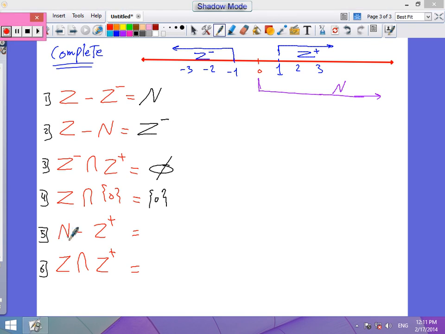Number 5, the set of natural numbers different from Z positive. The natural numbers are 0, 1, 2, 3, and so on. If we cancel Z positive, the remainder will be the set of 0. Number 6, Z intersect Z positive. We know from the number line that Z positive is a subset of Z. Then the intersection will be Z positive.